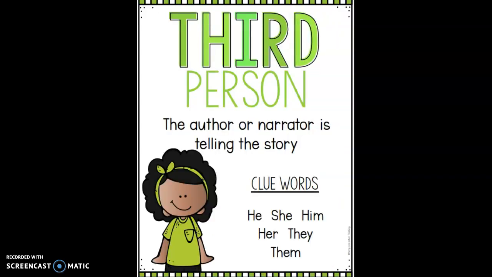And lastly, we'll discuss third person. This is when the author or narrator is telling the story. These clue words involved are he, she, him, her, they, or them.